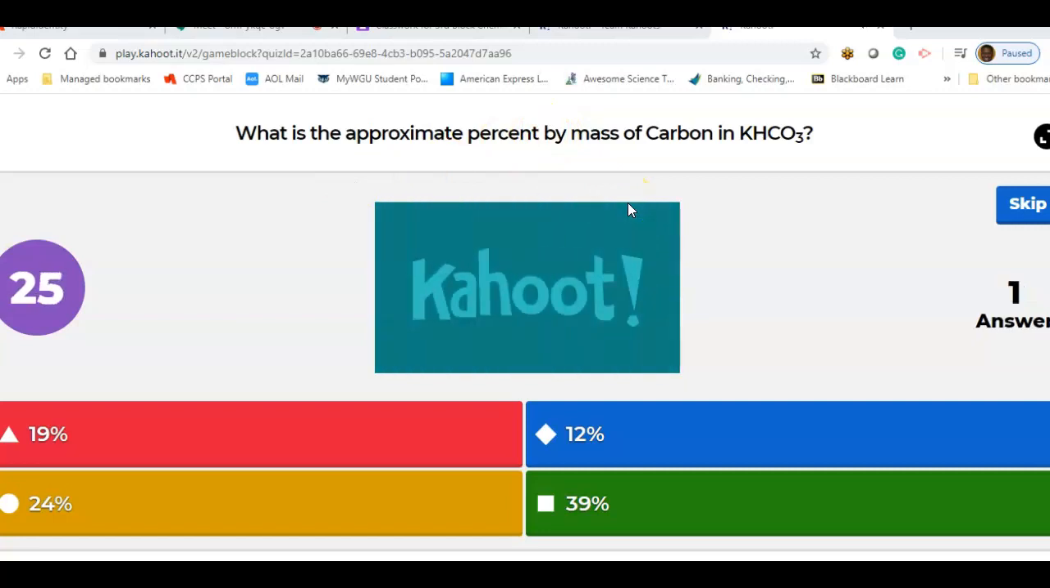The question I'm using is: what is the appropriate percentage by mass of carbon in KHCO3?